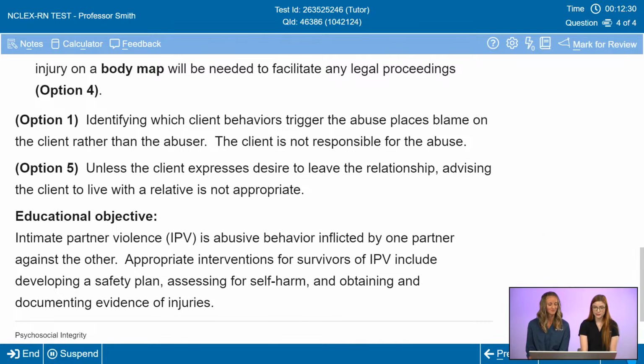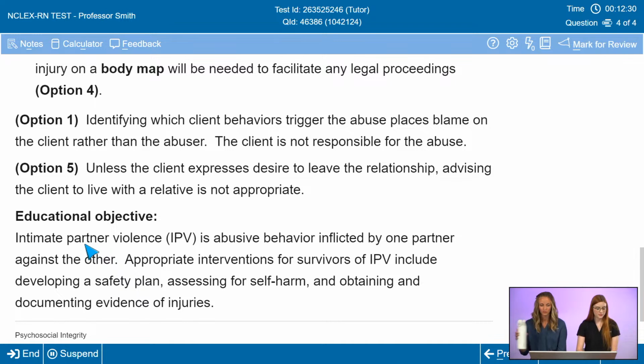All right, so we got our educational objective here. We covered it pretty well, but I'll let you read over it if you want. So our educational objective is, again, intimate partner violence is an abusive behavior inflicted by one partner against the other. So interventions for a client who is a survivor of intimate partner violence include developing that safety plan, making sure that they have the safe location and emergency items available, assessing them for self-harm or suicidal ideation, and obtaining and documenting evidence of injuries that they might have.